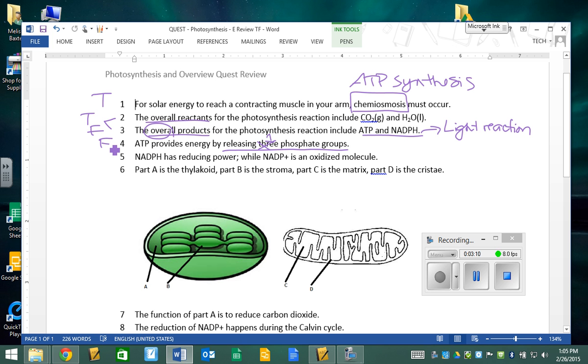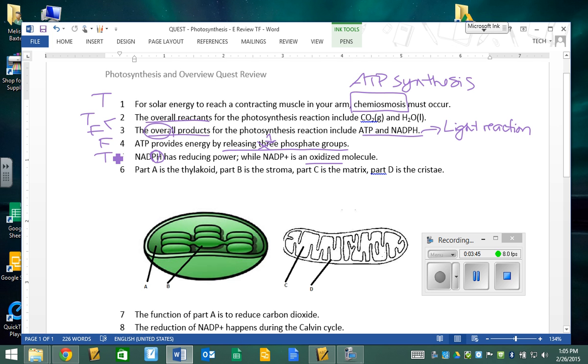Number 5 says NADPH, and I'm going to highlight the fact that it has the H. When things already have the hydrogen added onto them, they are reduced. Remember, reducing or reduction is when you gain something. So something that is reduced has reducing power. NADP positive is definitely oxidized. Oxidized molecules are ones that have lost something. We can see it has lost that hydrogen. So this is true.